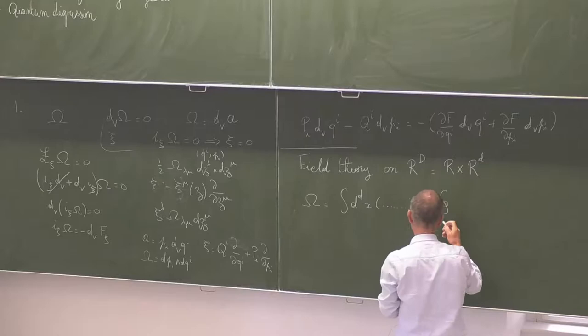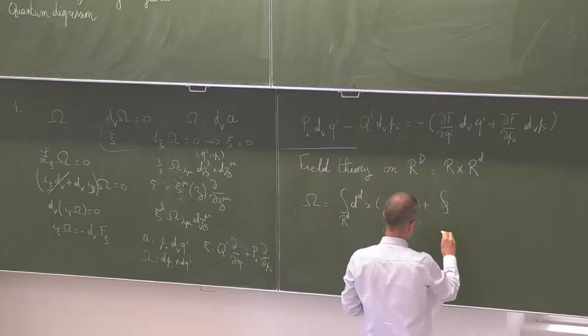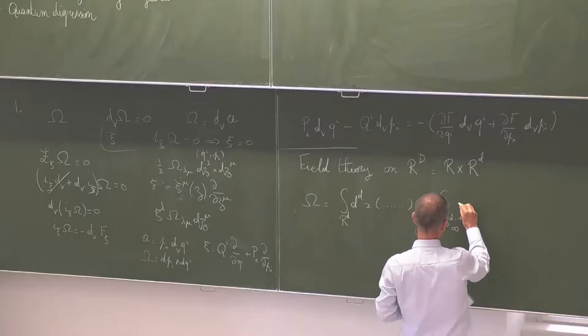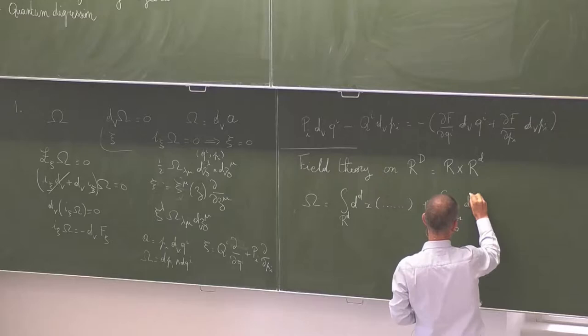I will not write it explicitly all the time. And this is over the boundary at infinity, which would be a d minus one sphere at infinity. Again, I will not write it all the time, of some integral, but not over d, because it can be d minus one.